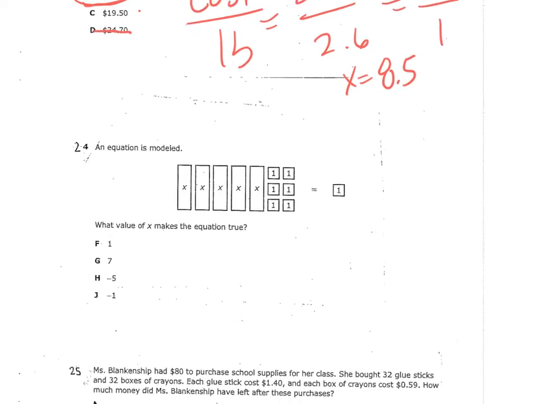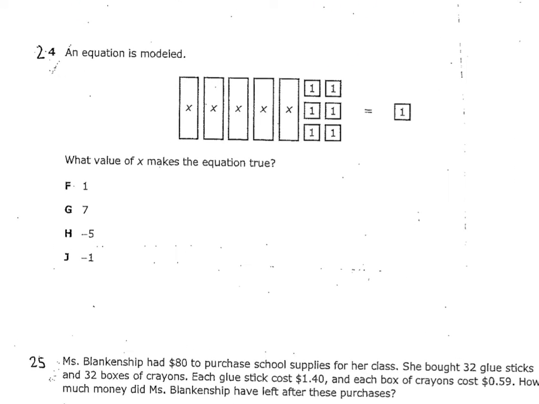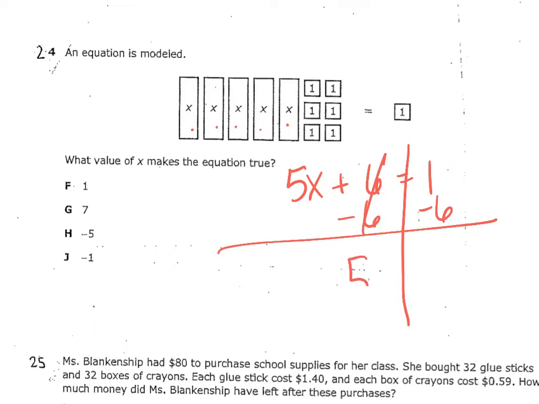Okay? 24, an equation is modeled. What value of X makes this equation true? Well, I would write it out. I would say 5X plus 6 equals 1. So I would draw my line. I would subtract 6, and I would get 5x equals -5. Divide both sides by 5, and x is going to equal -1, which is J. So that's 24.